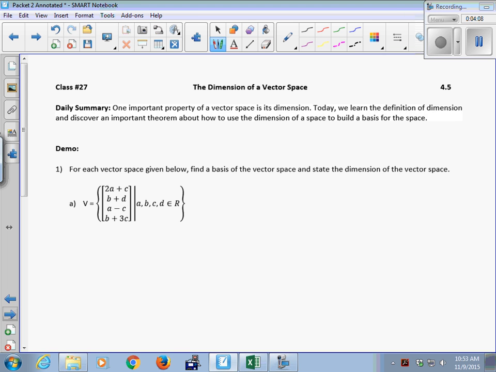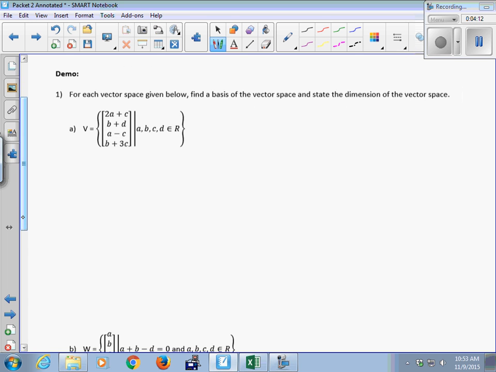Okay, so today we're going to talk about dimension of a vector space. So I've created some vector spaces here, and I want to find a basis and then state the dimension of the vector space. So once I have a basis, the dimension is just the number of things in the basis, the number of elements in the basis. So first I've got to find a basis.